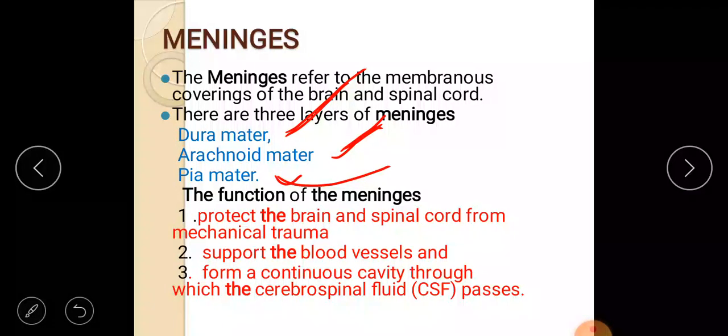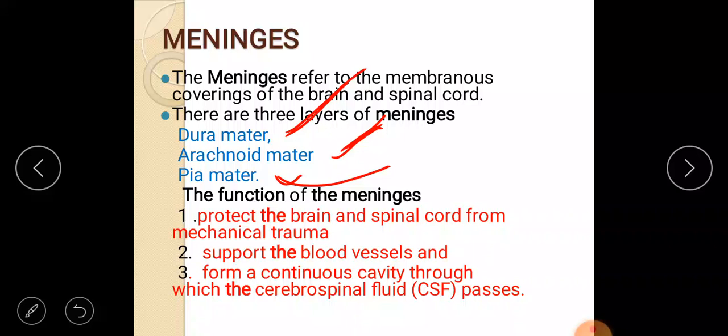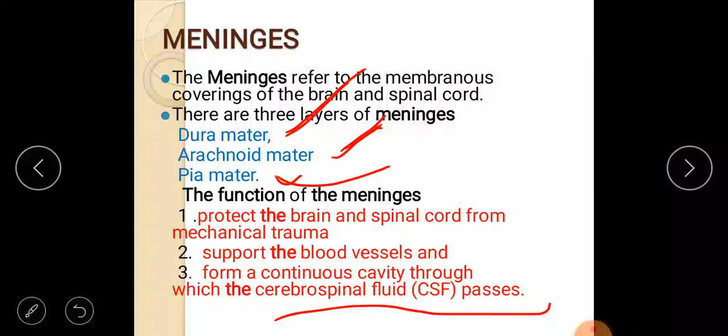What is the role of the meninges? They protect the brain and the spinal cord from mechanical trauma, mechanical injuries, mechanical shocks. They support the blood vessels and form a continuous cavity through which the cerebrospinal fluid passes.